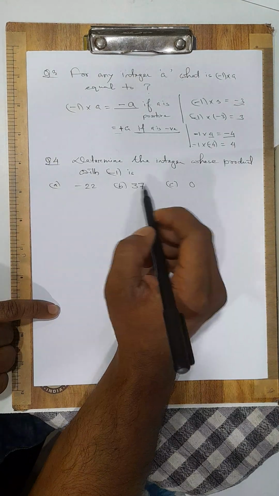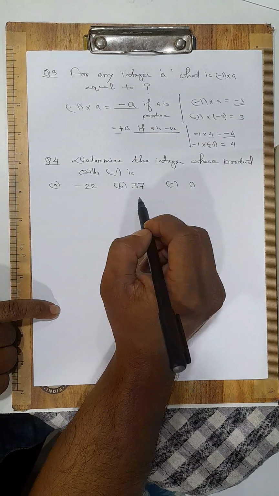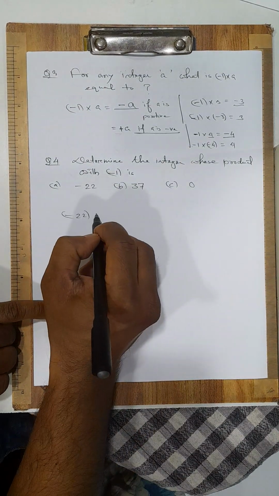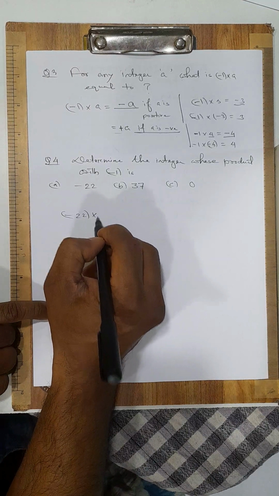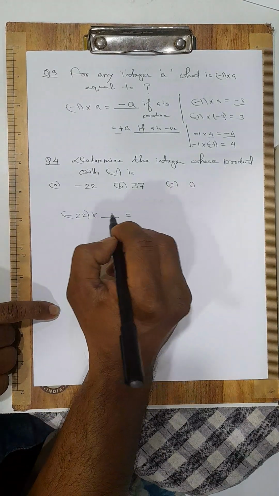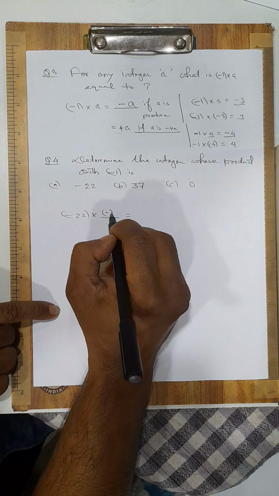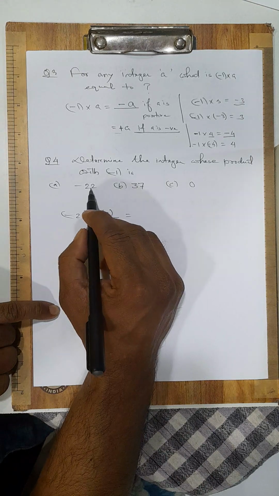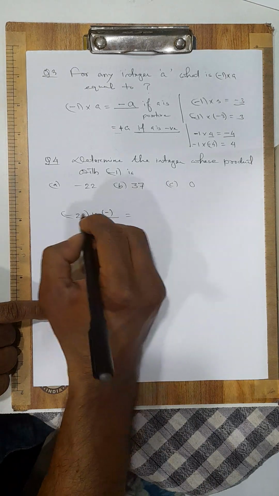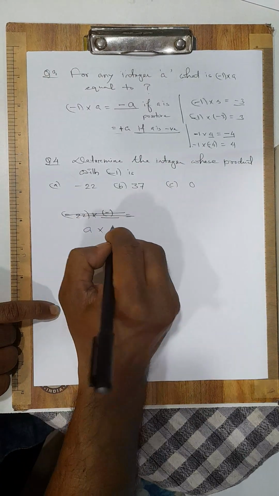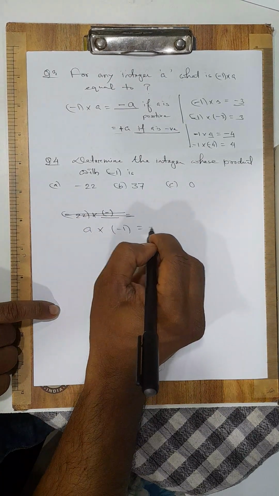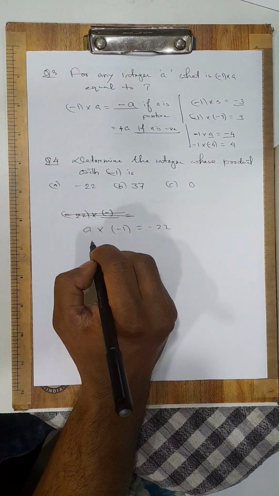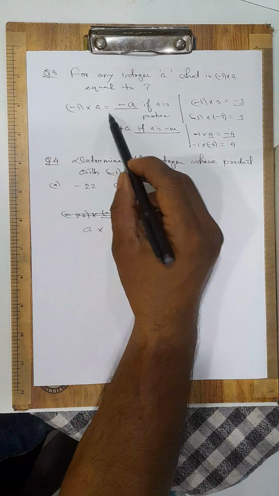Determine the integer whose product with minus 1 is minus 22. So minus 22 multiplied by what number equals minus 1? Determine the integer whose product with minus 1 is minus 22. Right? So you have to find the integer a multiplied by minus 1 equal to minus 22. So this answer is obviously 22. Just remember this example.